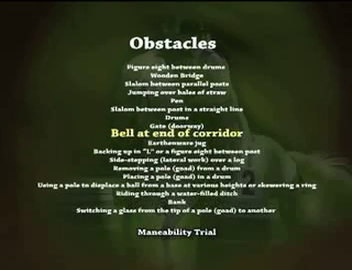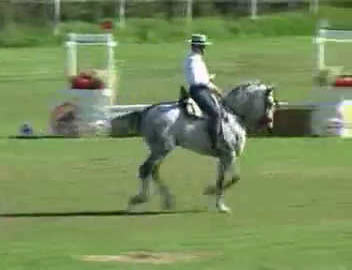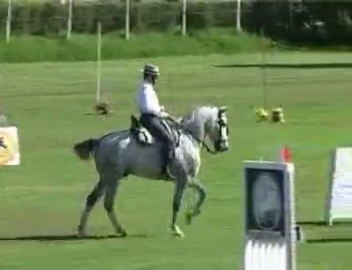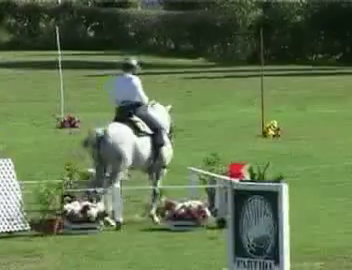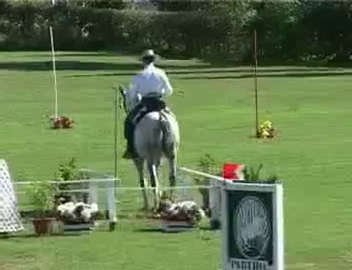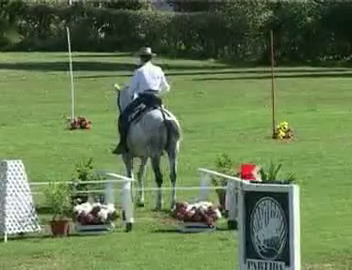Bell at end of corridor. The obstacle consists of 2 crossbars with a length of around 4 meters placed on 2 supports with a height of around 60 centimeters and secured to the ground at a distance of 120 centimeters from each other, forming a corridor. A bell located at the end of the corridor at a height of around 2 meters.